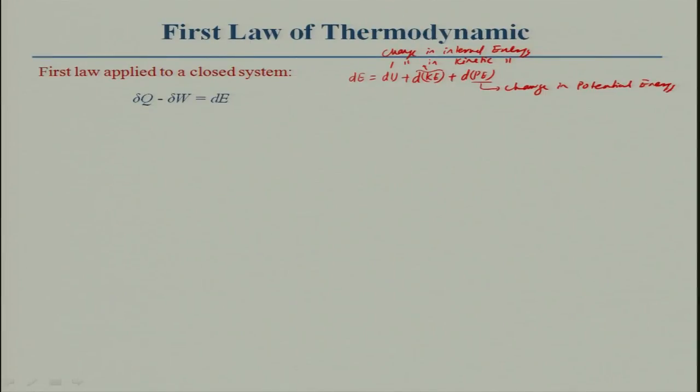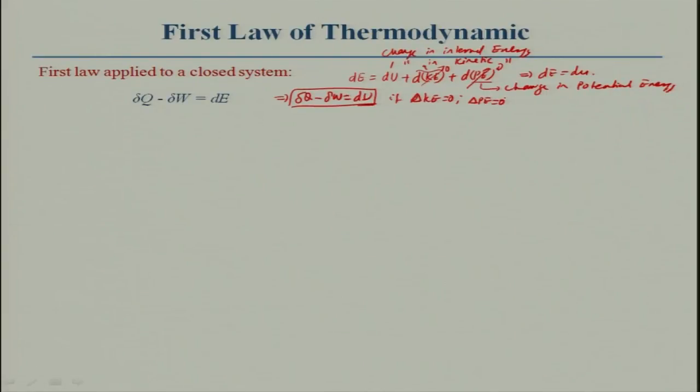In a closed system, mostly kinetic energy and potential energy change is 0, but that is not true all the time, keep in mind. So if that is 0, then dE is nothing but dU. Therefore, you can write delta Q minus delta W is equal to dU for a closed system, provided delta KE is equal to 0 and delta PE is equal to 0.